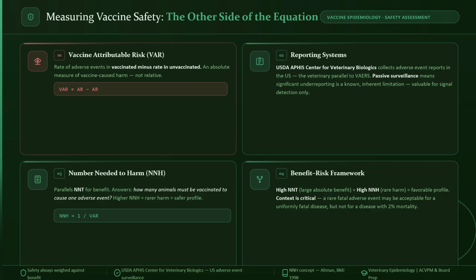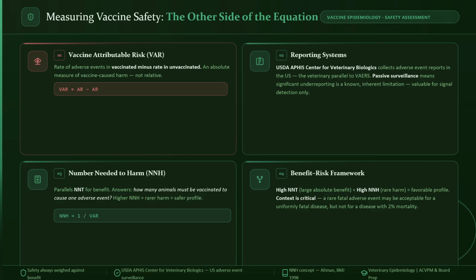Here's an ACVPM exam tip. Keep the formula straight. VAR equals AR vaccinated minus AR unvaccinated, and NNH equals 1 divided by VAR. Expect to weigh benefit against risk in a scenario where the right answer depends on how severe the disease being prevented actually is. Safety and efficacy describe the vaccine itself.